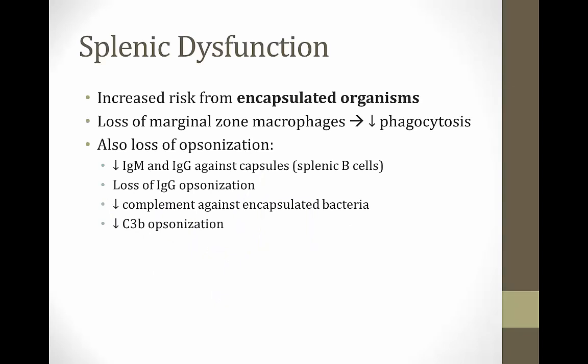One of the most important things to know about the spleen is what happens when the spleen is absent or dysfunctional. And you should know that when you have splenic dysfunction, you are at increased risk for bloodstream infections from encapsulated organisms. Let's talk about why that is the case. Encapsulated bacteria, as you know, resist phagocytosis by virtue of the capsule they have which surrounds the organism.